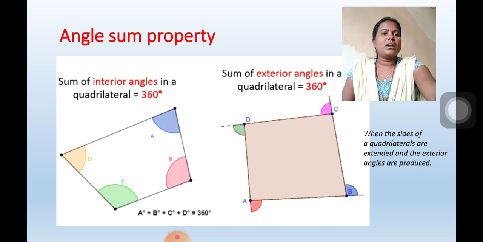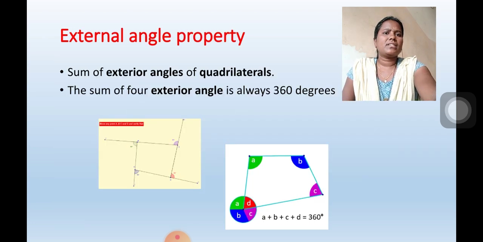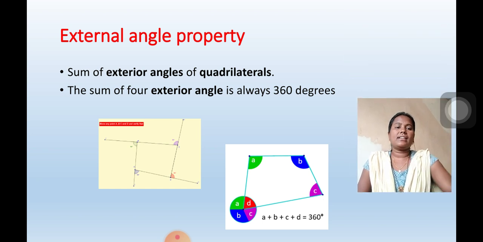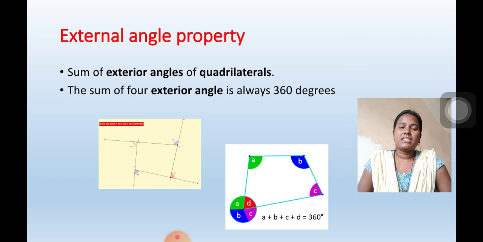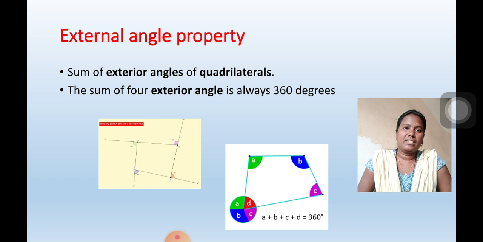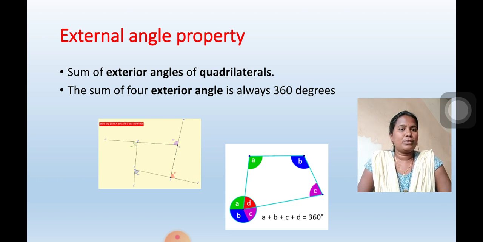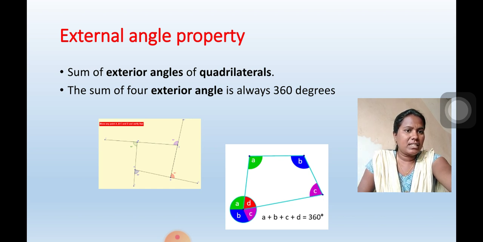Okay. So now let us go with the exterior angle property. Yes, sum of exterior angles of quadrilaterals. Sum of four exterior angles is always 360 degrees. Yes. Now, if we take the interior angles, in this figure, if you observe the second figure, the angles are A, B, C, D. These are the interior angles.